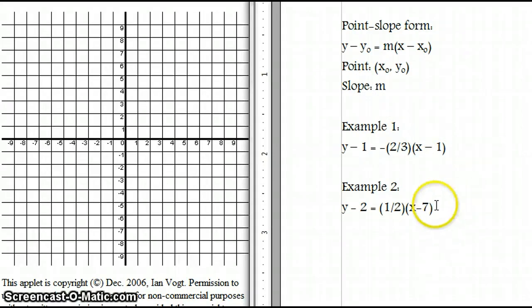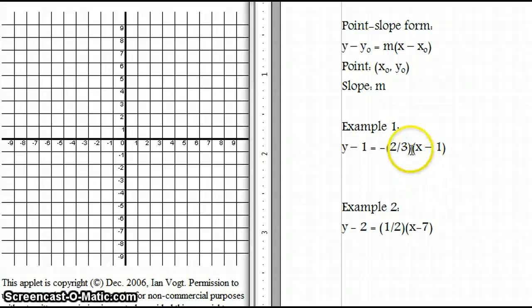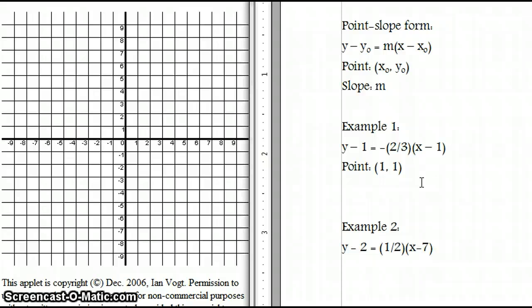So let's look at an example. This first example here, we have y minus 1 equals negative 2/3 times x minus 1. So the slope here would just be this coefficient, and then the point would be, this is our x coordinate and this is our y coordinate. Note that it's a positive 1 and not a negative 1 because it's minus x naught. So this would be a positive 1.